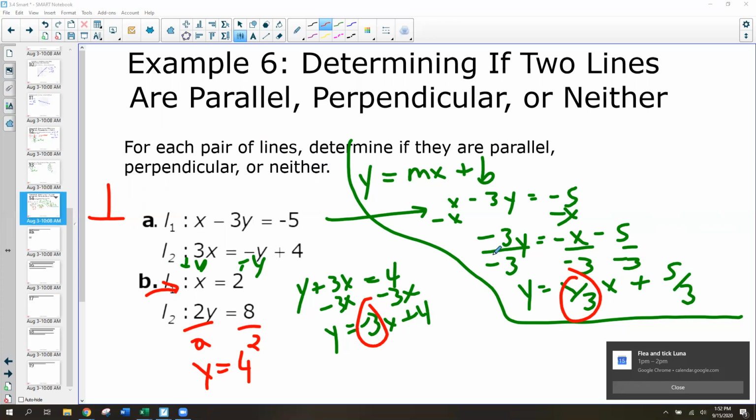One of these lines is horizontal. The other's vertical. That means these guys are also perpendicular.